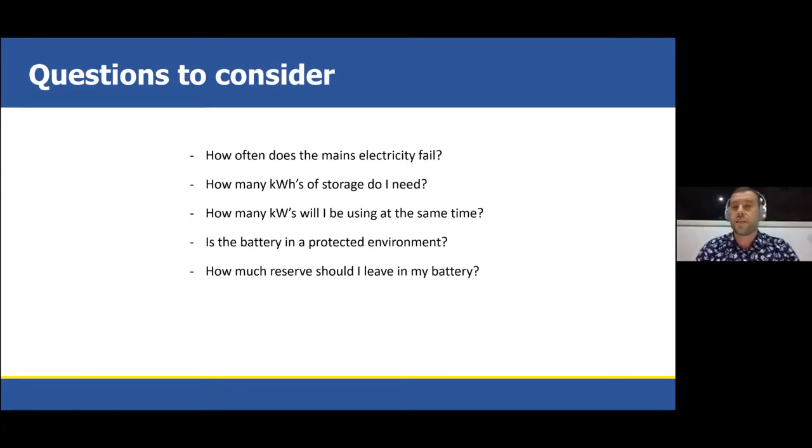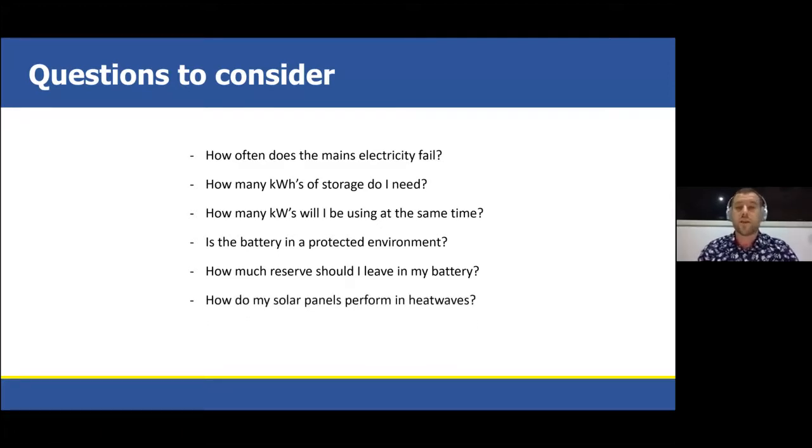And how much reserve should I leave in my battery? That's an interesting one. I'll use Tesla as an example again. You can set a minimum reserve so that you always have 25% left in your battery in any situation. So if the power goes out at 6:30 in the morning and you haven't had any solar generation all night, typically that means that you've flattened your battery and you don't have anything at a time where you may need it. So you can change the reserve so that you never take a certain percentage at the bottom of the battery and it's always left in an emergency situation. So it's really helpful in that sort of situation.